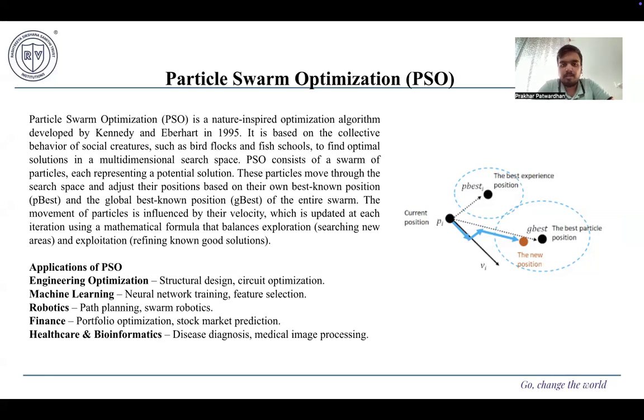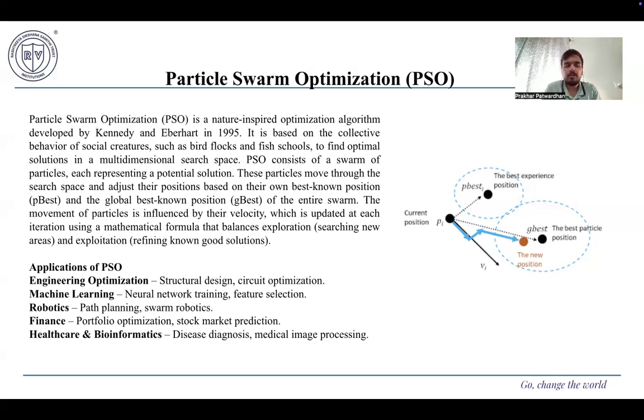PSO consists of a swarm of particles, each representing a potential solution. These particles move through the search space and adjust their position based on their own best known position and a global best position, which is known as G best, and P best of the entire swarm. The movement of particles is influenced by their velocity, which is updated at each iteration using a mathematical formula that balances exploration and exploitation, which is searching new areas and refining good known solutions.